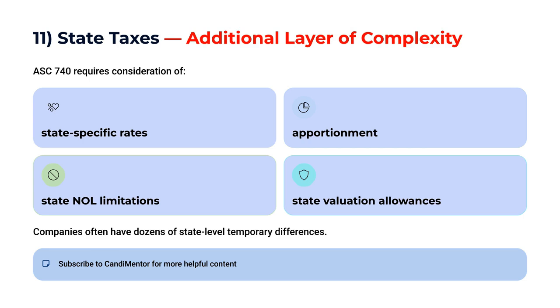State taxes. Additional layer of complexity. ASC 740 requires consideration of state-specific rates, apportionment, state NOL limitations, and state valuation allowances. Companies often have dozens of state-level temporary differences.